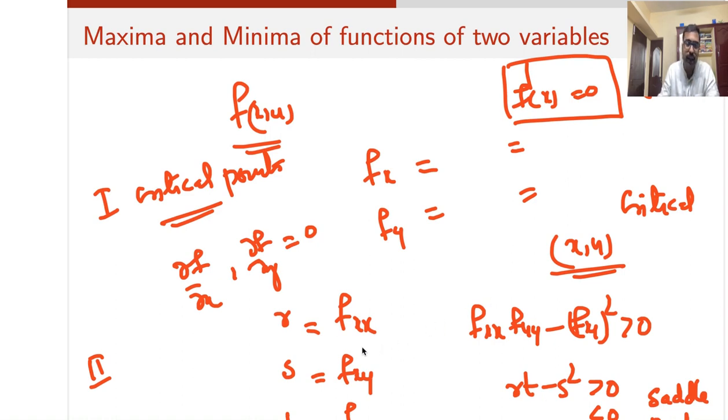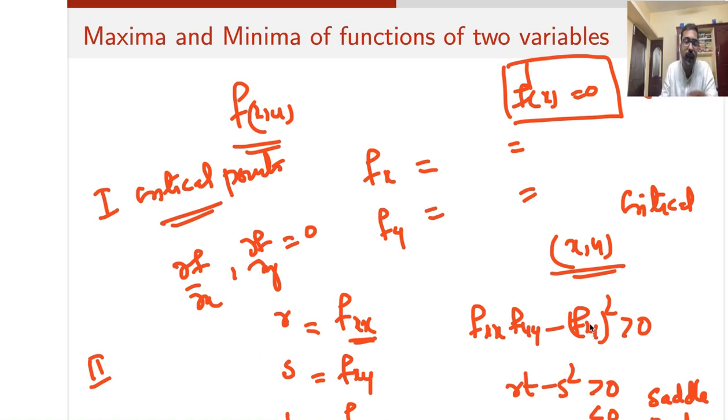So first find the second derivatives fxx, fxy, and fyy, and compute this quantity, which is fxx into fyy minus fxy the whole square, or in other words, rt minus s square. Just think of it like this. First you take the derivatives that contain only xx and yy, both having identical variables. So fxx into fyy minus the mixed derivative fxy, whole square. So only if rt minus s square is greater than 0, you can find a maximum or a minimum point.